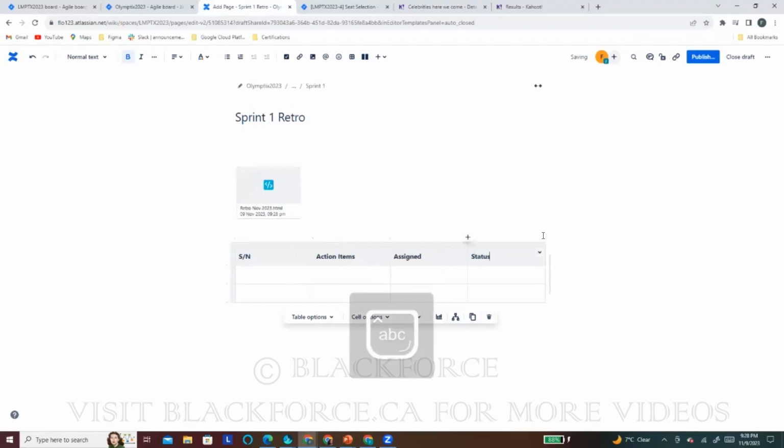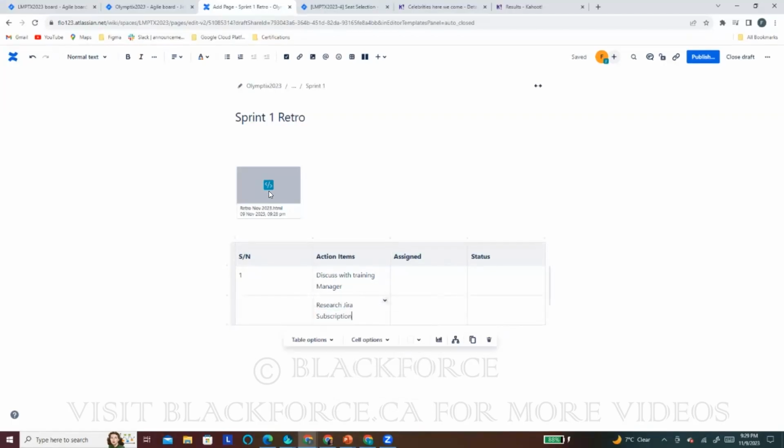Status. So all those items that we have as action items, you can now start listing them. I'll just put "to discuss". Let's say we say discuss with training manager. Let's say research Jira subscription, right? So let's say these are our action items. We had like four. I'm just showing you an example, right?